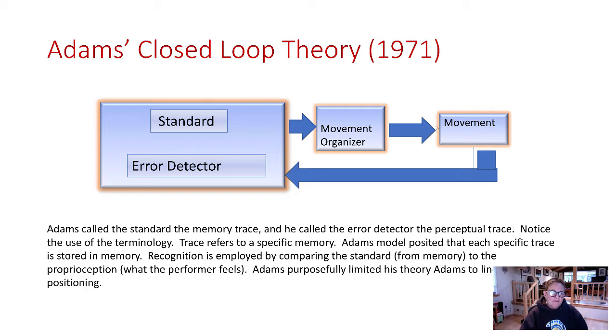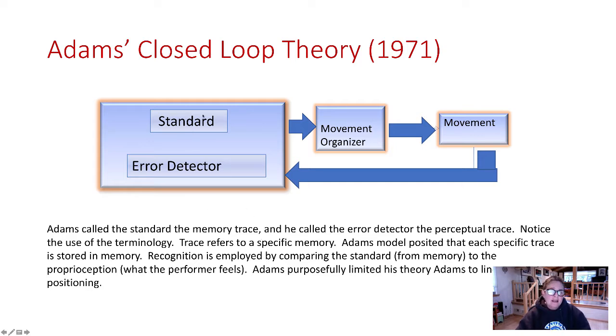This idea about recognition actually connects to the very first theory that we're going to talk about in motor learning, which is called a closed-loop theory of motor learning. It was written by a man named Jack Adams. In 1971, it was published. And basically what you see here is that there is a standard. I want you to notice that the standard in Adams's theory is called the memory trace.